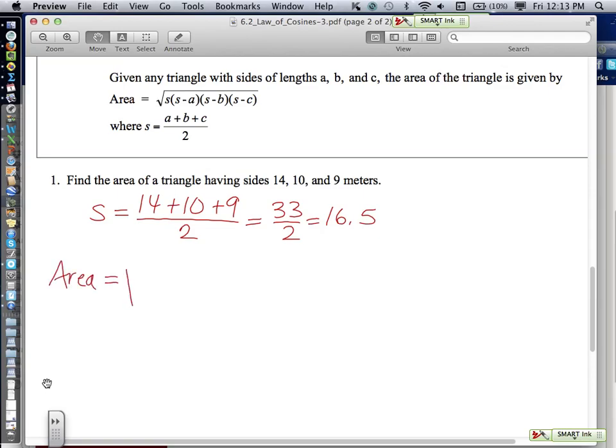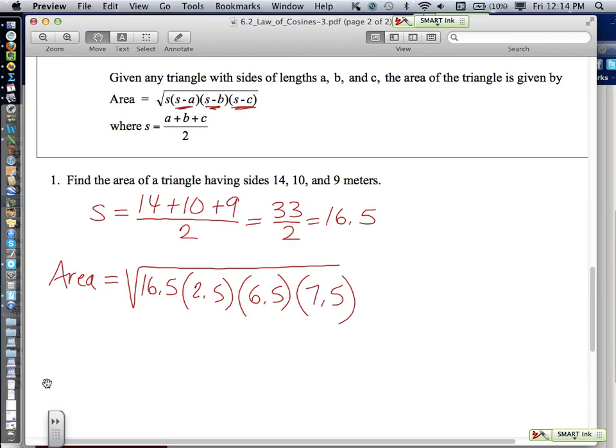So the area is equal to square root of 16.5. And then I have 16.5 minus 14, so that's 2.5. And then I have 16.5 minus 10, so that's 6.5. And then I have 16.5 minus 9, so that's 7.5. And I find it easier just to do that little subtraction first. It just means less typing in your calculator. And then, anyone have an area?